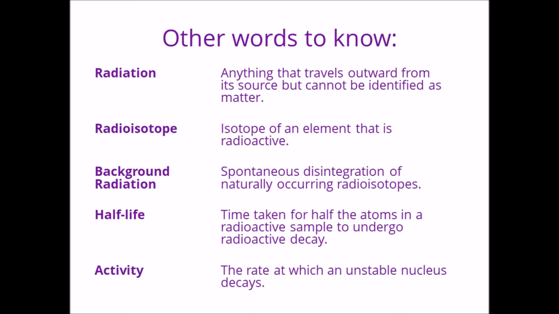The last thing we need to talk about is activity, which we define as the rate at which an unstable nucleus decays. So high activity means it's decaying fast, normally indicating it's very unstable. Low activity means it's not decaying particularly quickly, so it's probably going to have a long half-life.